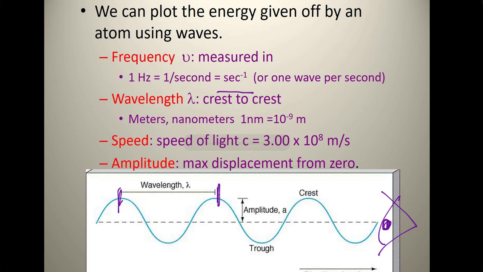Now in this diagram we have amplitude, and it's really not that important in chemistry, but what amplitude tells you is the brightness of the light. So if it was really a bright light that was coming out of the atom, it would have a very large amplitude. If it was a very weak light, so not very bright, it would have a shorter amplitude.